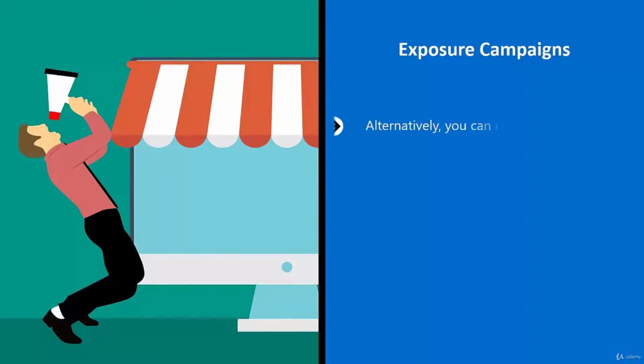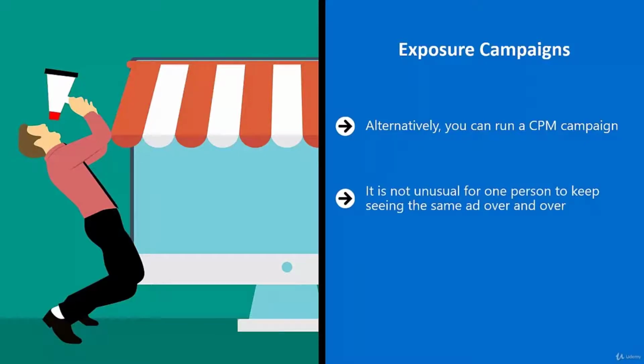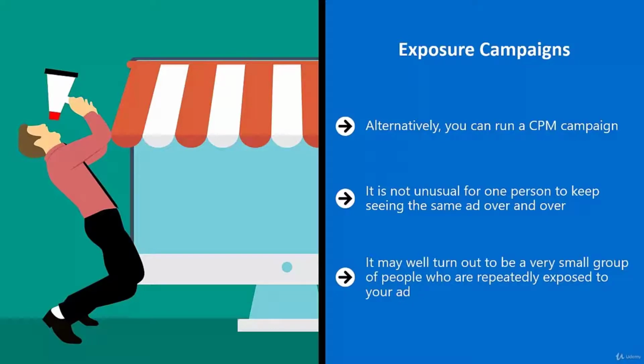Exposure campaigns. Alternatively, you can run a CPM campaign. Facebook will charge you a certain amount of money for every 1,000 times your ad shows up. Please understand that impression campaigns can show the same ad to the same person more than once. It is not unusual for one person to keep seeing the same ad over and over. Keep in mind that depending on the time frame involved, that person might be getting counted more than once. So although you're paying for 1,000 impressions, this doesn't mean that 1,000 different people have seen your ads. It may well turn out to be a very small group of people who are repeatedly exposed to your ad.